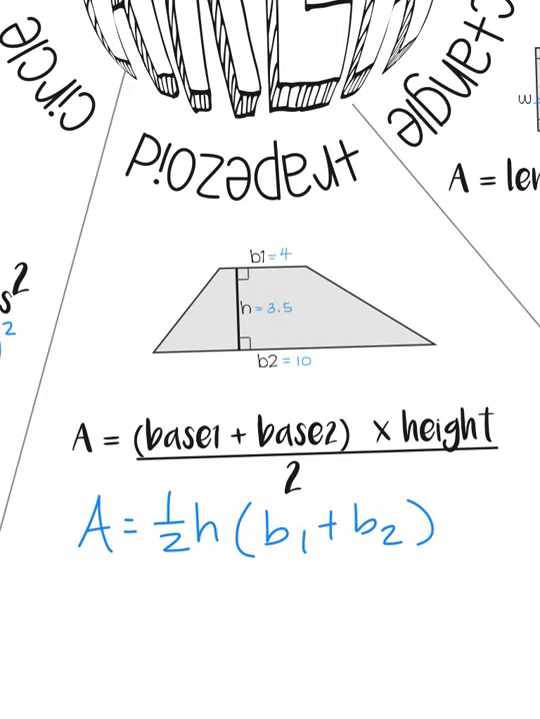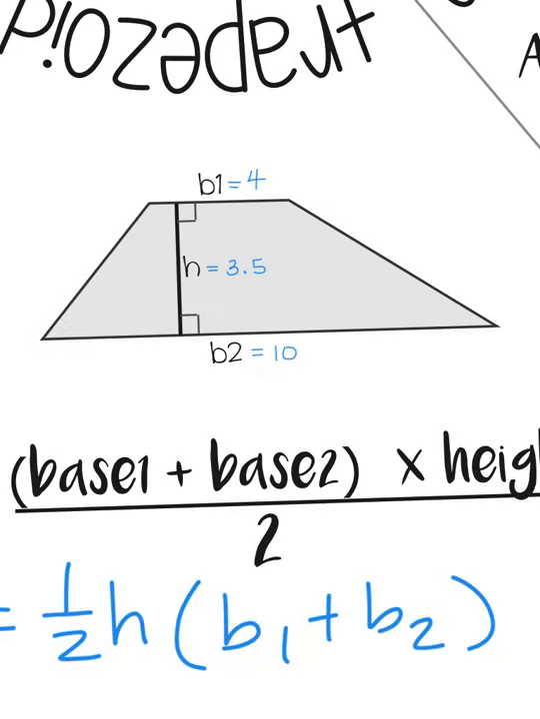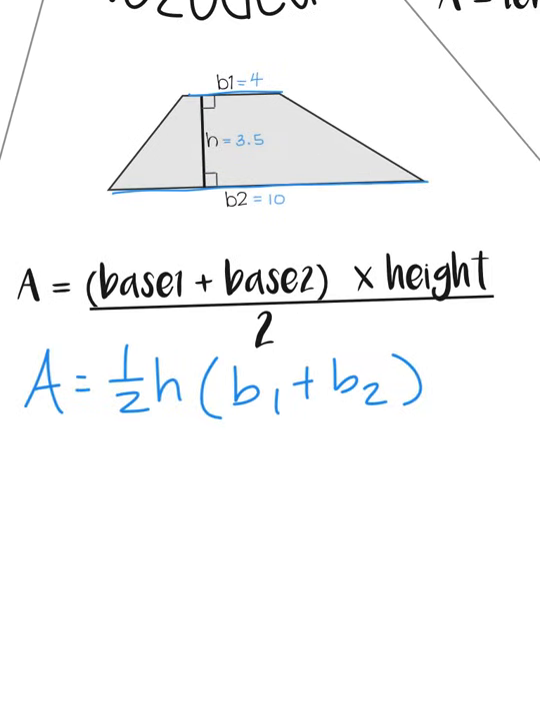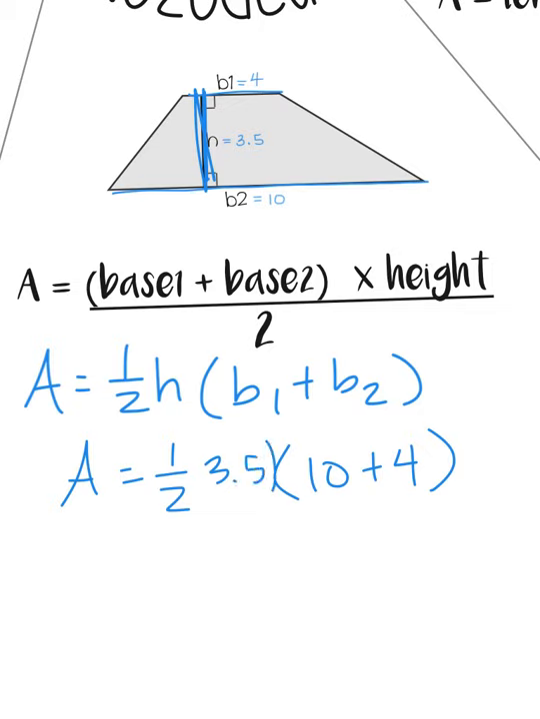So if you look at my picture, my bases are my top and my bottom. So this is base 1 and this is base 2. So we're going to add those together. So inside the parenthesis, I'm going to add together the 10 and the 4. And then the height is up and down right here, 3.5. So we're going to put a 3.5 right there.